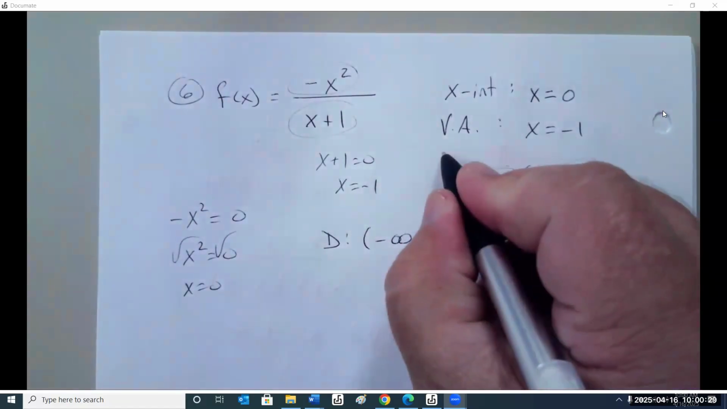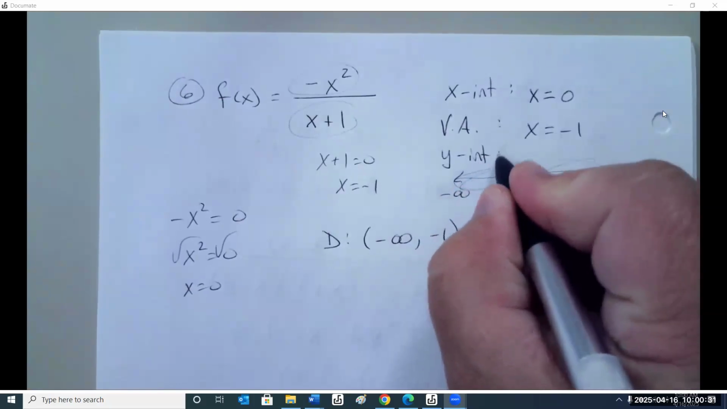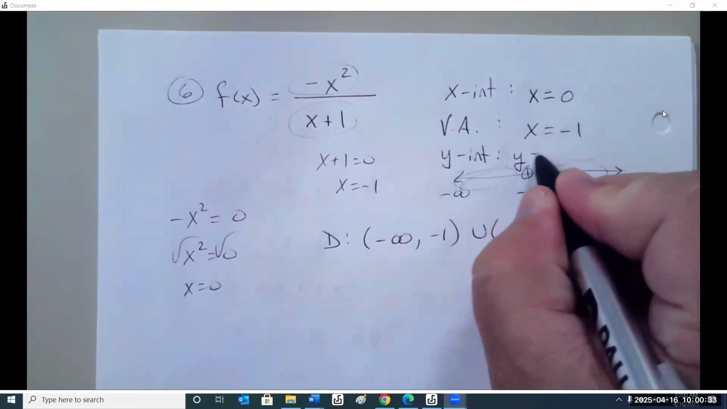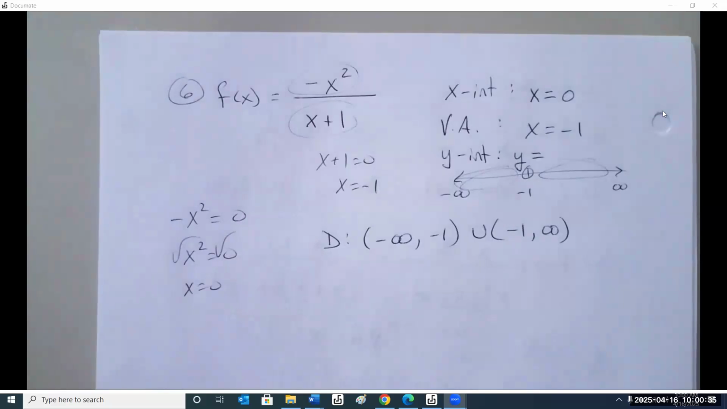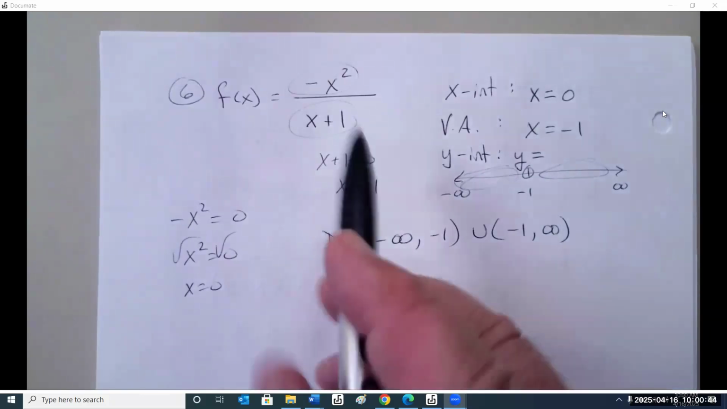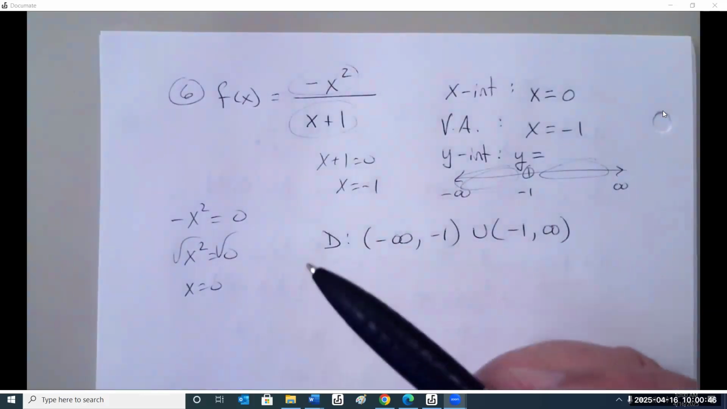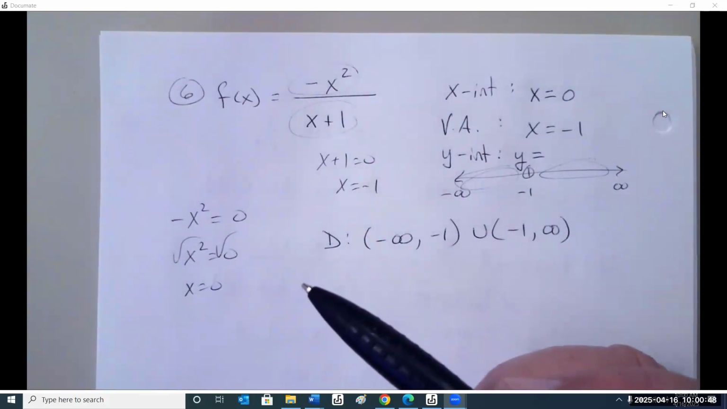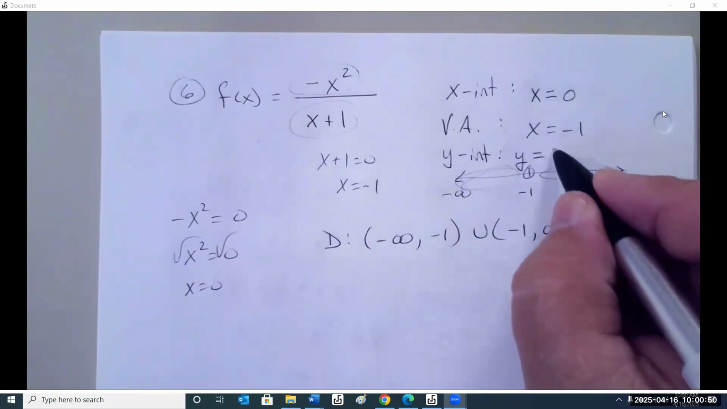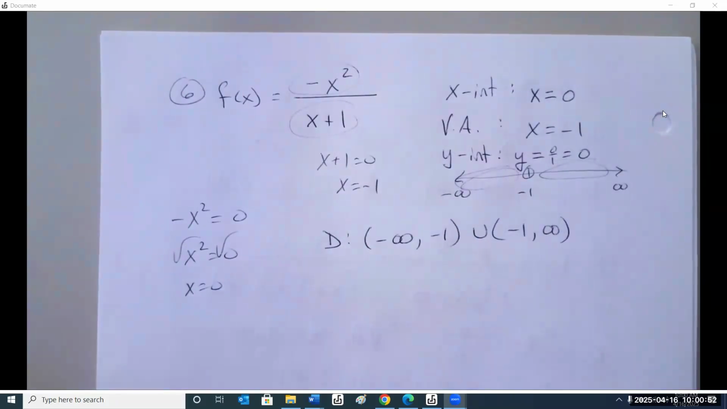What's my y-intercept? Y equals what? How do you find the y-intercept? Set x equals 0. If you set x equals 0, what do you get? 0 over 1, which is 0. So it crosses through the x-intercept, the origin.